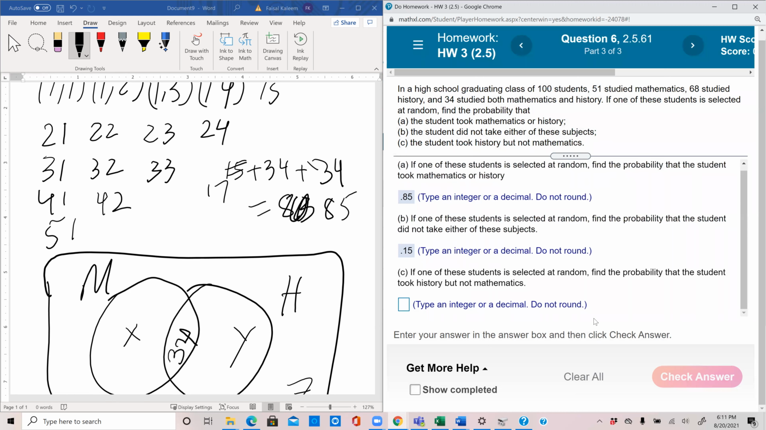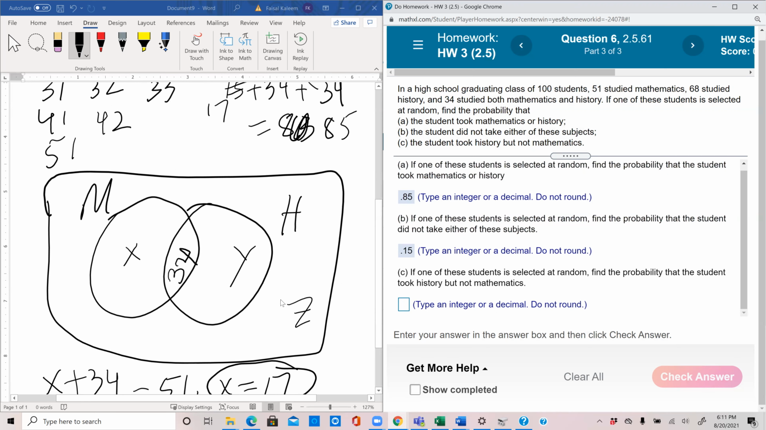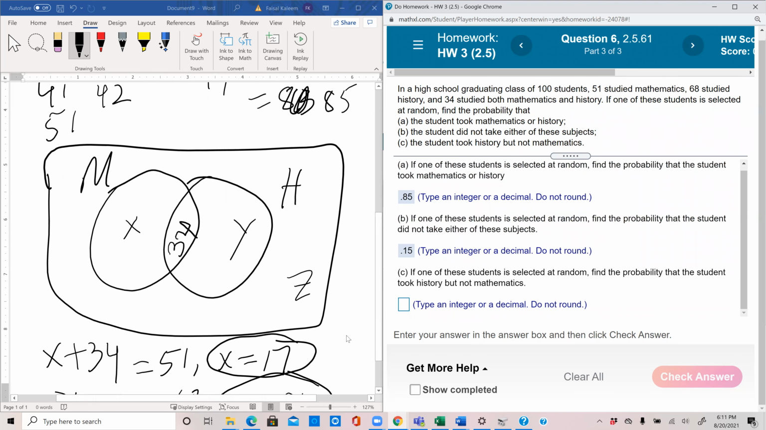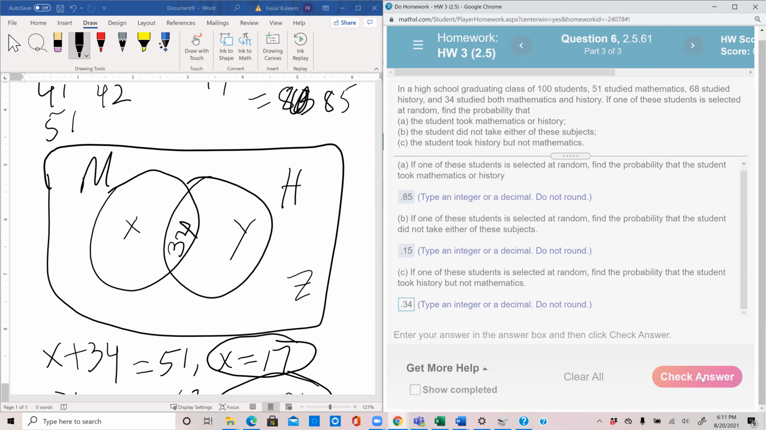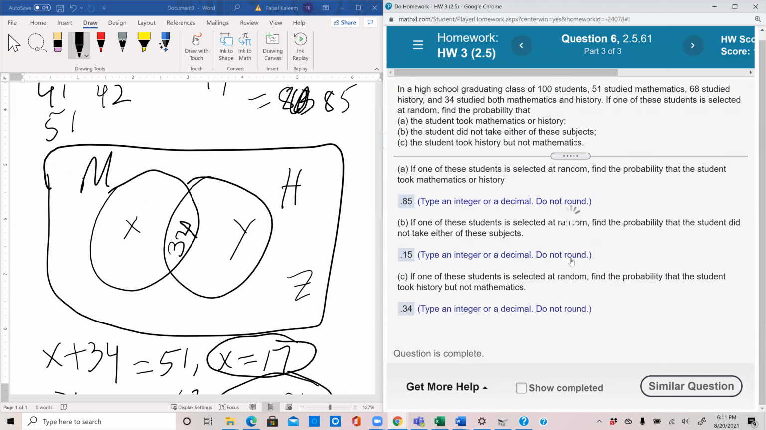Now find the probability the student took history but not math. So we can see from the picture, history but not math is Y, because the overall history is Y plus this 34, but this 34 also took the math. So Y is the one that is history but not math, and we found Y to be 34. And then you divide that by 100, so that's 0.34.